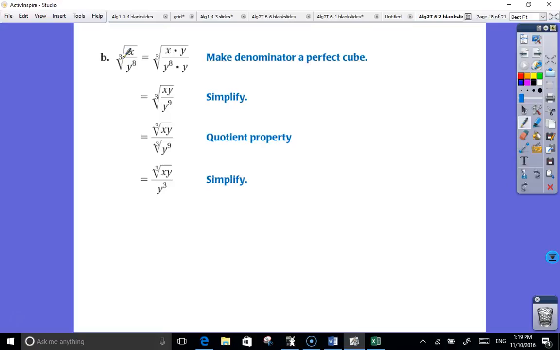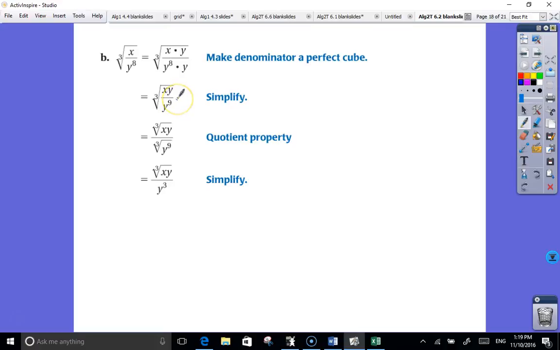So notice what they did to rationalize the denominator. They've multiplied by y divided by y inside the radical. You already had y to the 8th. Now you got y to the 9th in the denominator. And you can take the cubed root of y to the 9th.